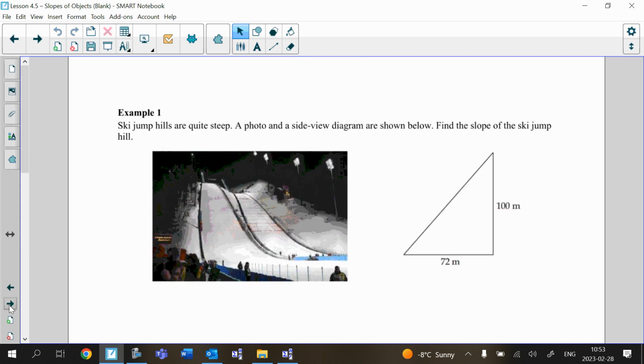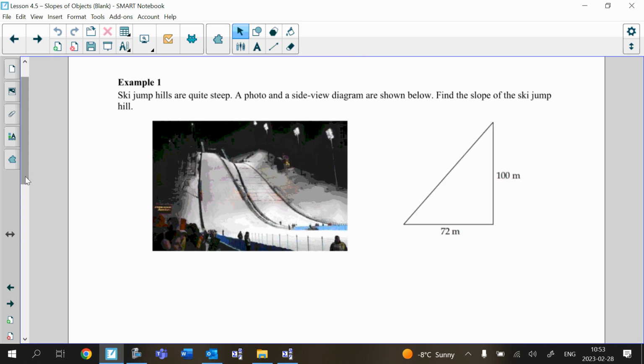Here's an example of a ski jump hill. Here's the photo of it, and here's a diagram of a cross section of it from the side, as if you could see through the snow. You can see that for every horizontal distance of 72 meters, we go up 100 meters. We can use this to measure how steep the line is, or find its slope.